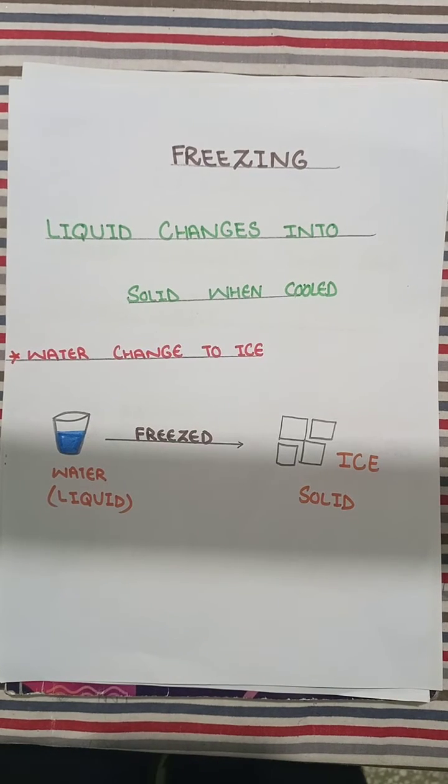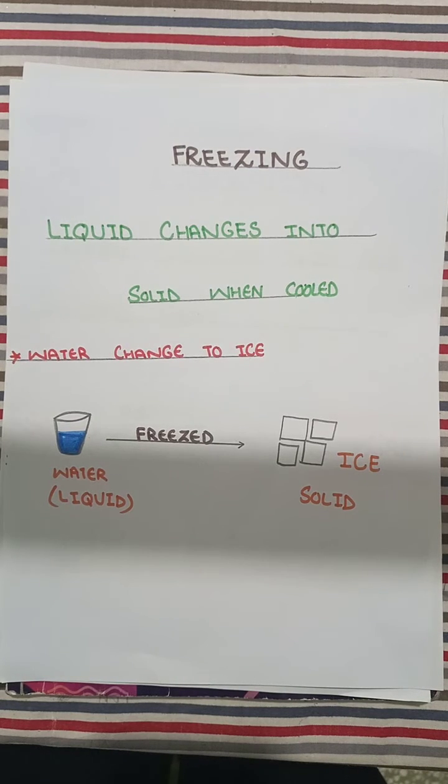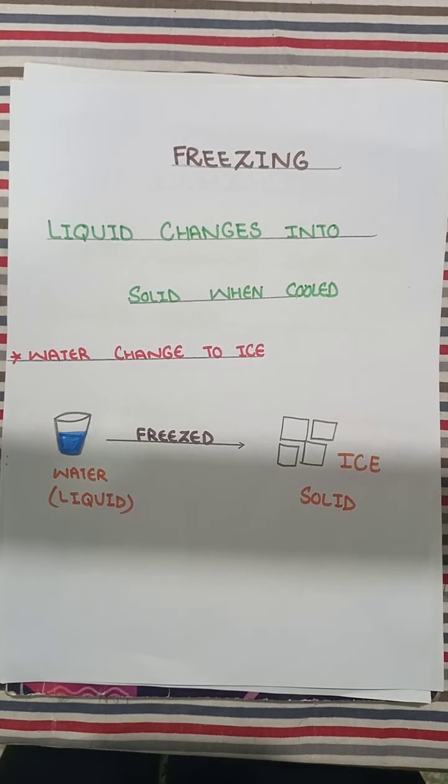Freezing. Freezing is the process in which a liquid changes into solid when cooled. Freezing is the process in which a liquid state changes into a solid when we cool it. For example, water changes into ice. जब हम water को freeze करते हैं, ठीक है, so it can be converted into a solid state which is called the ice. Ice is the solid state of water. Freezing is the process in which a liquid changes into solid when cooled.